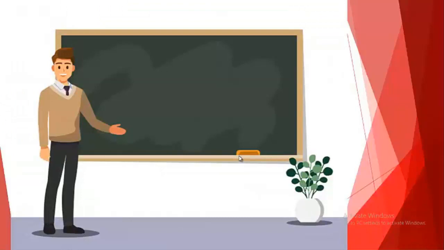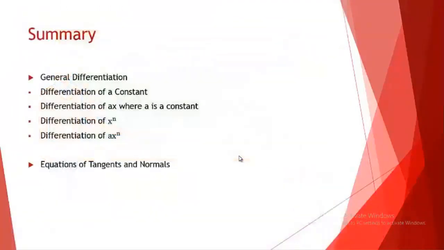So that's it for this tutorial. I hope you enjoyed learning about general differentiation, where we learned about differentiation of a constant, differentiation of ax, where a is a constant, differentiation of x to the power n, and differentiation of ax to the power n. Any constant differentiated with respect to x is 0, and when ax is differentiated with respect to x, it gives us a. Differentiation of x to the power n gives us nx to the power n take away 1, which is we multiply by the power and take away 1 from the power. The differentiation of ax to the power n gives us anx to the power n take away 1. And we also learnt about equations of tangents and normals.